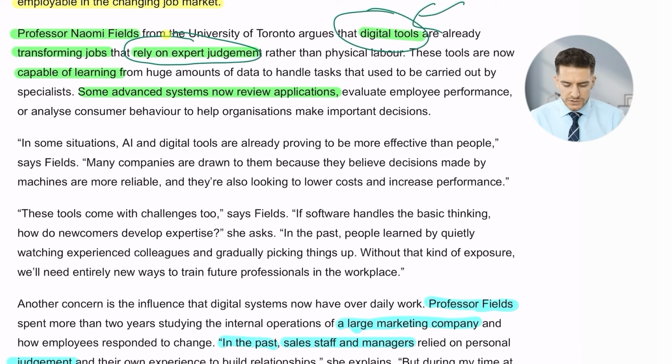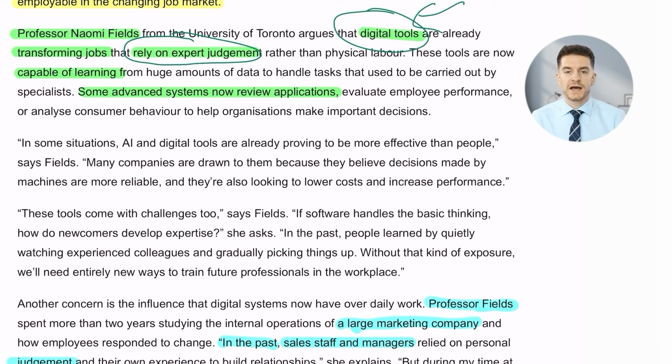Professor Naomi Fields from the University of Toronto argues that digital tools are already transforming jobs. Okay, that has a similar meaning to affecting occupations that rely on or need expert judgment rather than physical labor. So the answer could be right here, and I think it is. So if you think about what the passage has just said, how could you paraphrase that in your own words? What's another way to say that? Especially this bit here, relying on expert judgment. Well, I think it's saying that it's affecting jobs that need experience, because that's another way to say expert judgment.